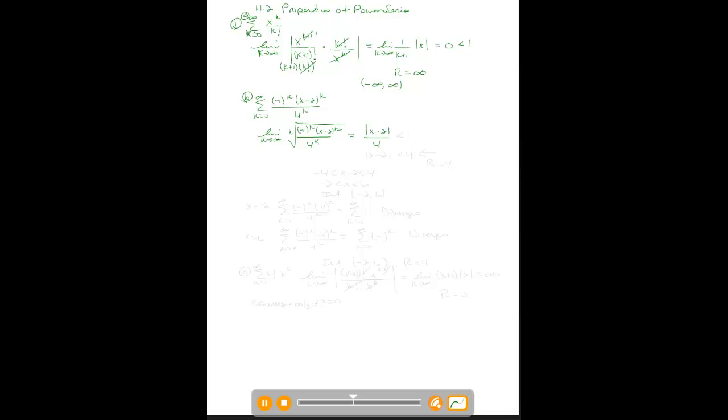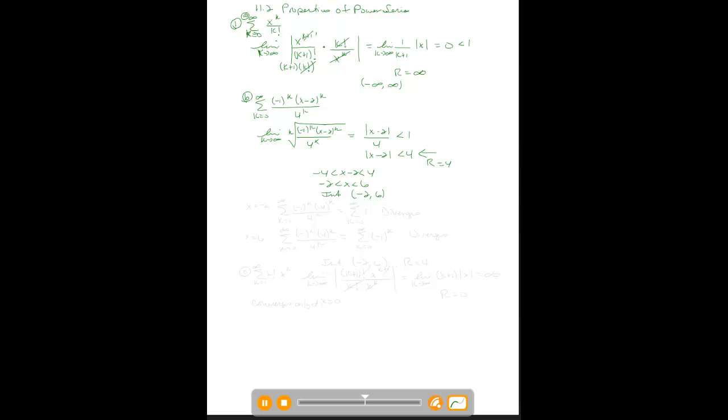It's going to be convergent as long as that is less than 1, which means that the absolute value of x minus 2 is less than 4. Once you get the absolute value isolated, the number on the right-hand side of your inequality is your r. So in this case, r is 4. Solving this, negative 4 is less than x minus 2 is less than 4. Adding 2 to all three sides, the interval in this case is negative 2 to 6.